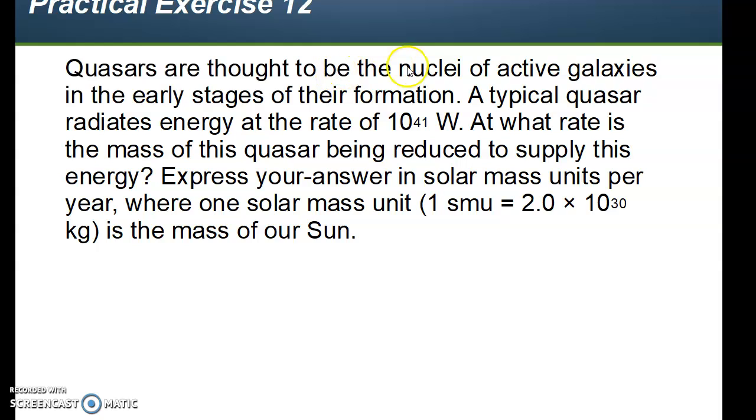Quasars are thought to be the nuclei of active galaxies in the early stages of their formation. A typical quasar radiates energy at the rate of 10 to the 41st watts. At what rate is the mass of this quasar being reduced to supply this energy? Express your answer in solar mass units per year. One solar mass unit is 2.0 times 10 to the 30th kilograms, which is the mass of our sun. Okay?